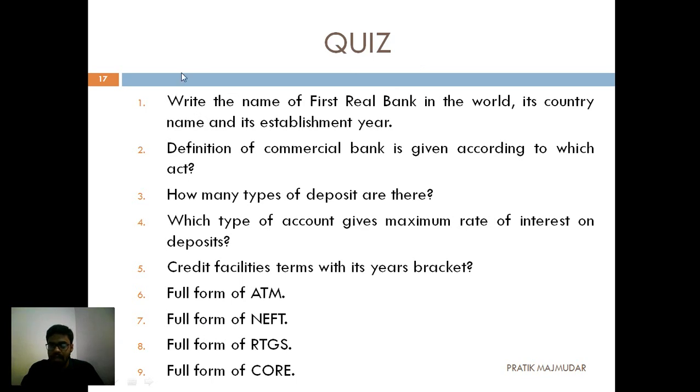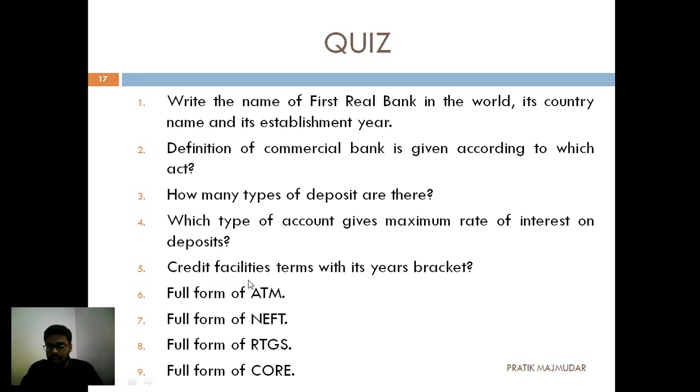Each and every student who is seeing this video has to answer these questions in the comment box of the YouTube channel. First, write the name of the first real bank in the world, its country name and establishment year. Second, the definition of commercial bank is given according to which act? You have to write down the name of the act. Third, how many types of deposits are there? If you have seen it properly, you will know the answer. Fourth, which type of account gives the maximum rate of interest? That means the type of deposit which gives the maximum interest. You know the answer. Fifth, credit facility terms with their years bracket.